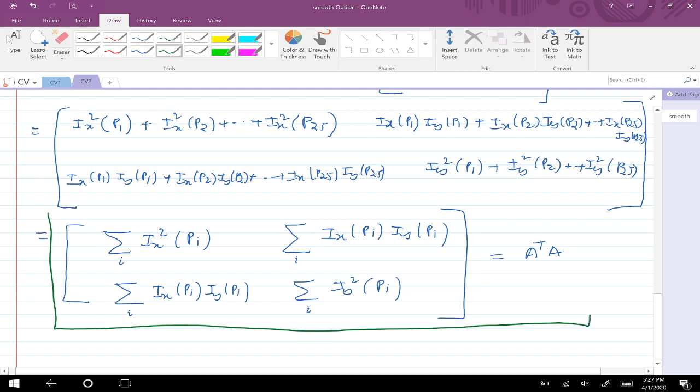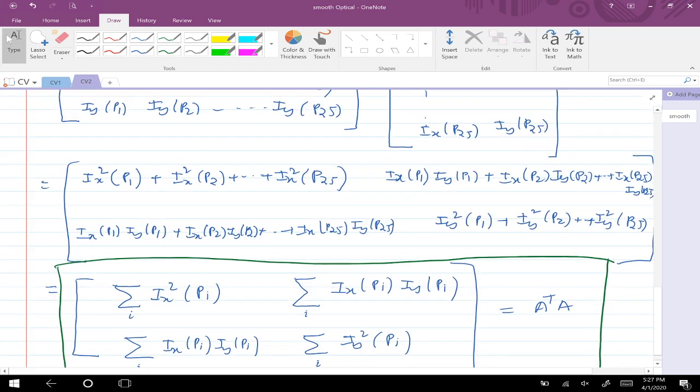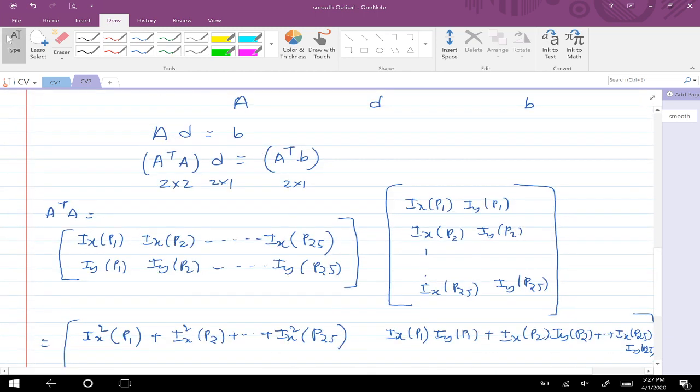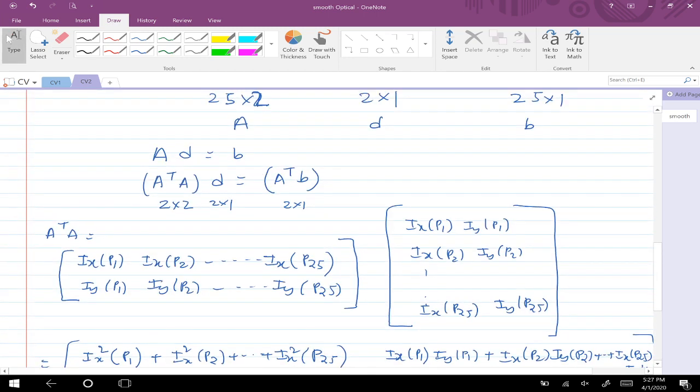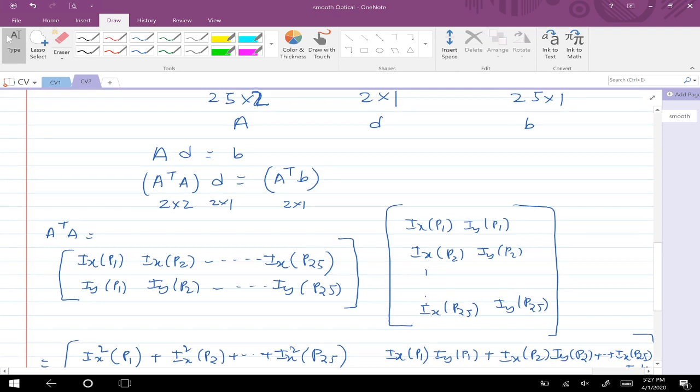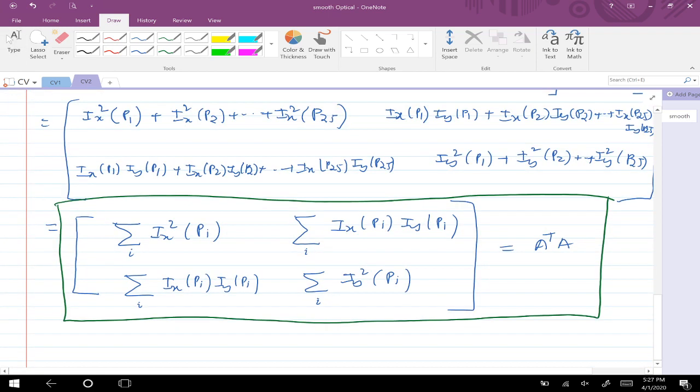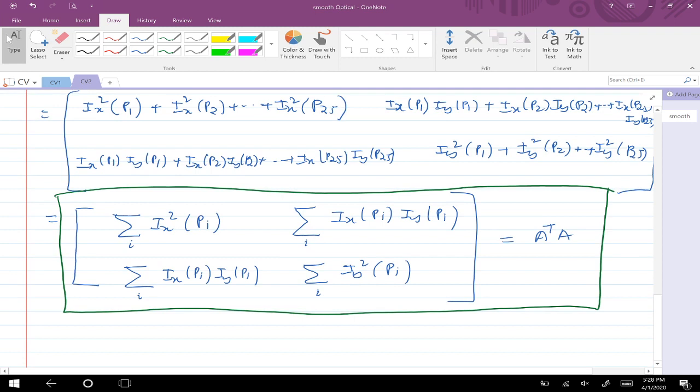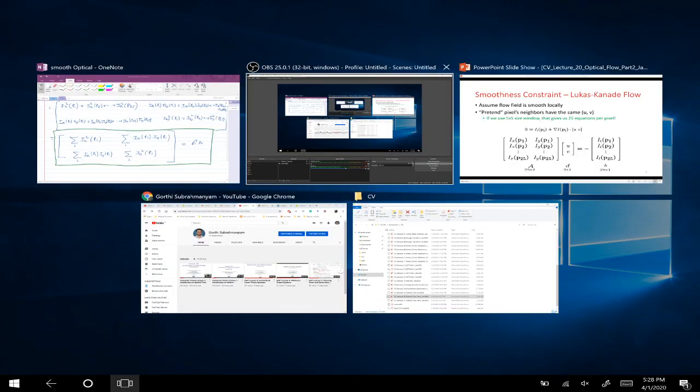This is an important result. This is equivalent to A transpose A. So that's what you need to find out here. You take inverse of it, multiply with A transpose B, would give you back the value of the U and V. Okay, with that, let's go back to the slides mode now.